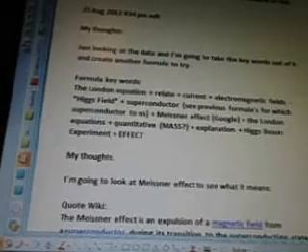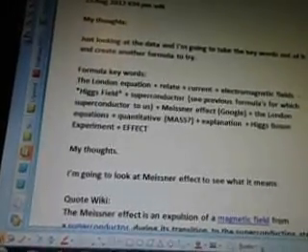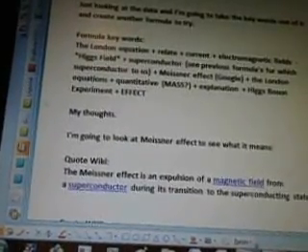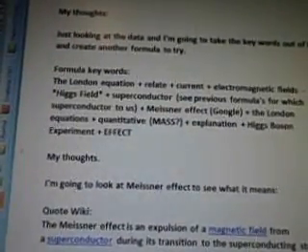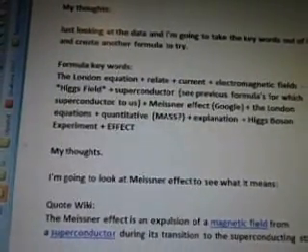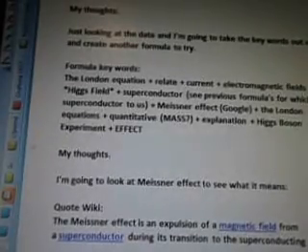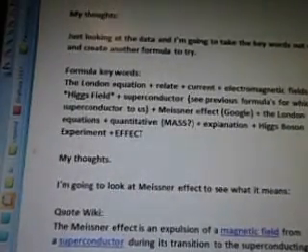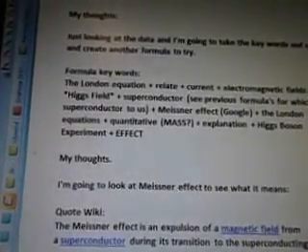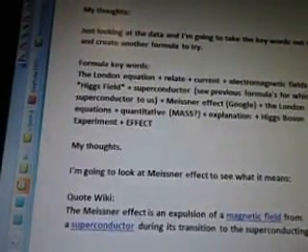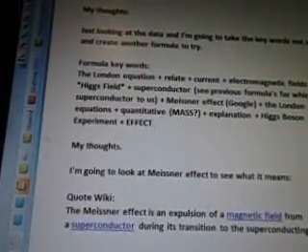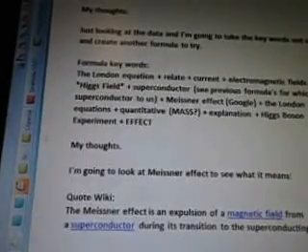Just looking at the data, and I'm going to take the keywords out of it and create another formula for you to try. The formula keywords are the London equation plus relate, plus current, plus electromagnetic field, plus the Higgs field, plus the superconductor. See previous formulas for which superconductor to use, plus Meissner effect, I'm going to Google that, plus the London equations, plus quantitative mass, plus explanation, plus Higgs Boson Experiment, plus effect.